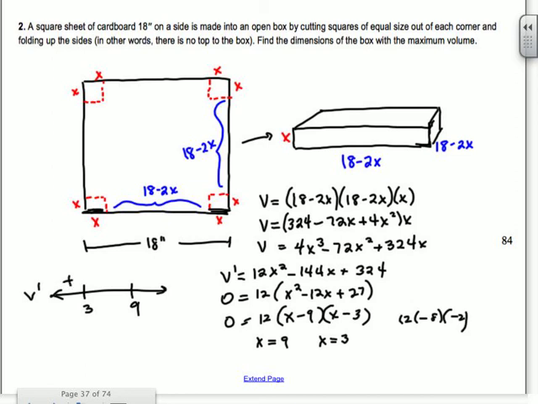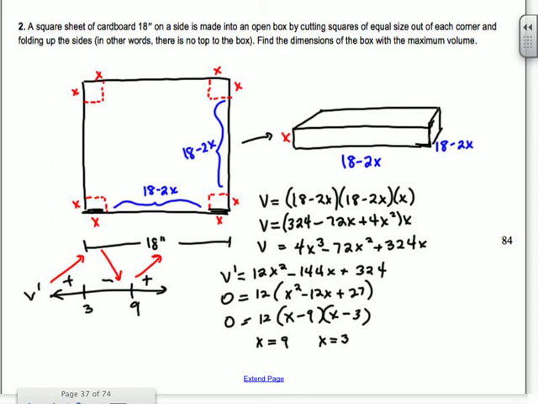If I try 6, I get negative times positive, so negative. If I try 10, it's all positive. So remember, that means you were going up and then down and then up. Why does 9 not make sense? Yeah, because then the length and the width would be 0 as well. So it's not going to make a box there either. Okay, so do you guys see how 3 has to be the max?